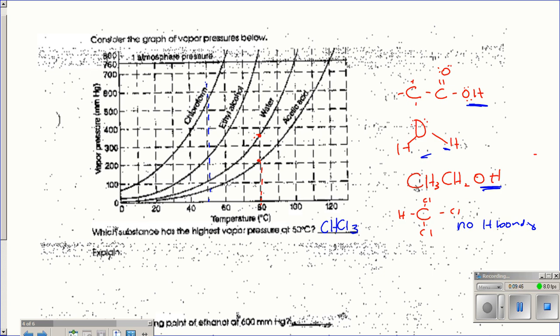And what does this say then about acetic acid versus water? Acetic acid has the lower vapor pressure, which means that that is a stronger particle attraction. So you've got hydrogen bonding that can occur anywhere. There's a lone pair on those oxygens, which means that that is a stronger interparticle attraction.